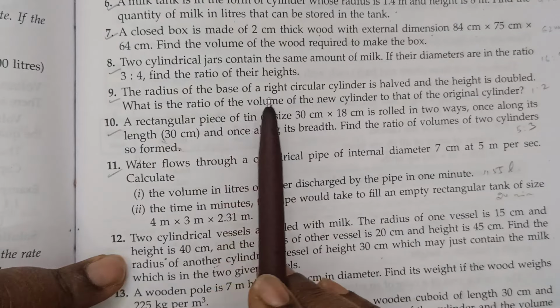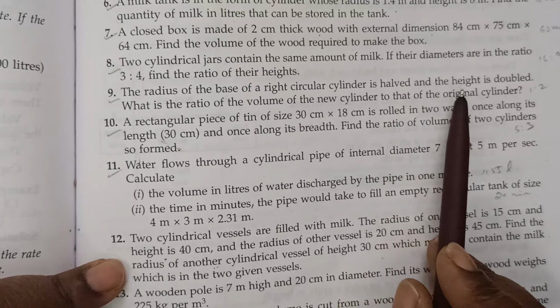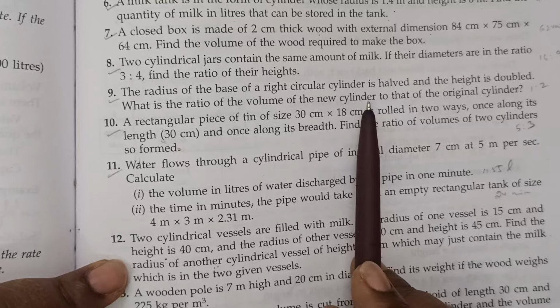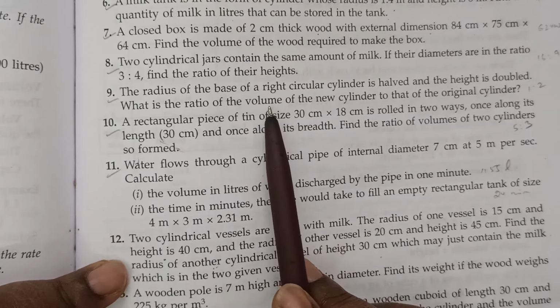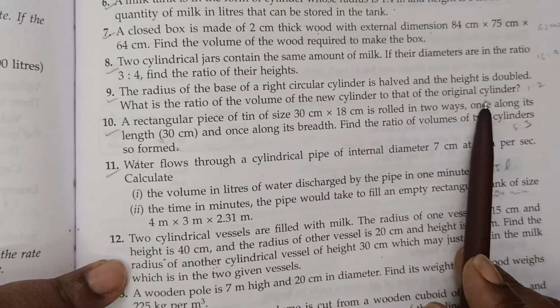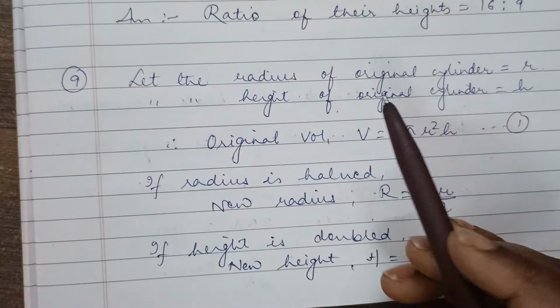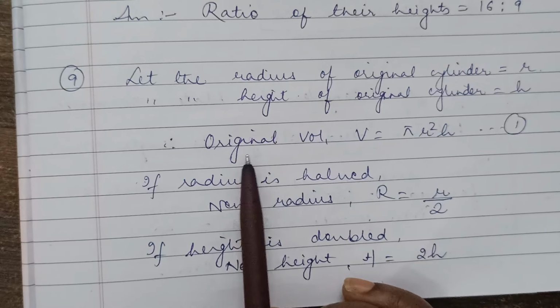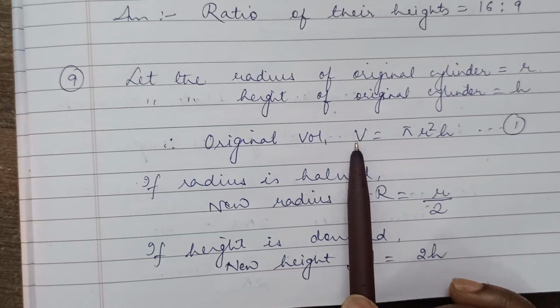The radius of the base of a right circular cylinder is halved and the height is doubled. What is the ratio of the volume of the new cylinder to that of the original cylinder? So we have to compare the volume of the new cylinder with that of the original cylinder. Let us solve this question. Let the radius of the original cylinder be r and the height be h. So the original volume, we know, is equal to pi r square h. We have denoted it by V.